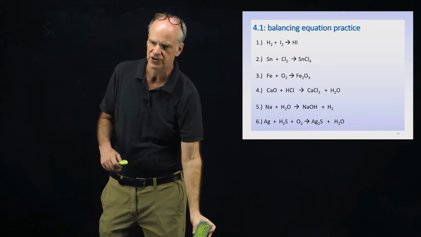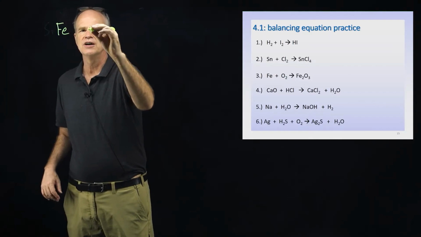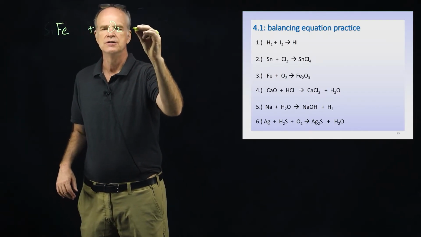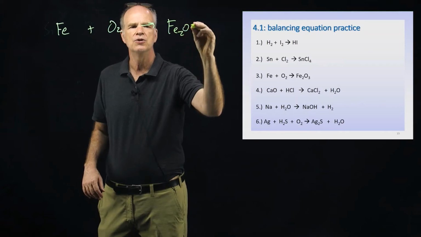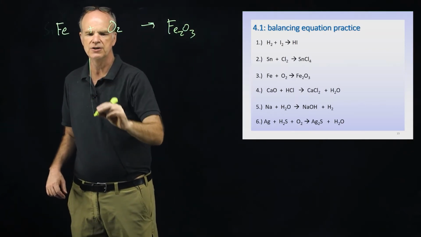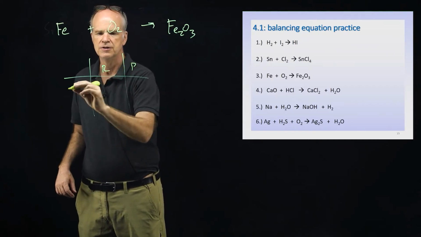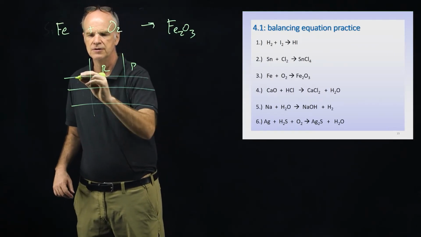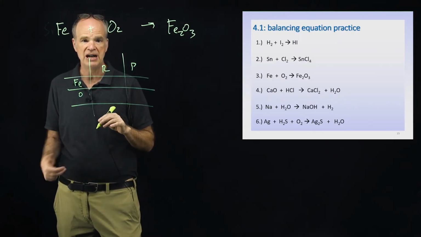Next one's a little trickier. So we have Fe, which is iron, plus O2 gives you Fe2O3. All right, we'll make our little chart here. Okay, let's do a count of the atoms before we try to balance this.